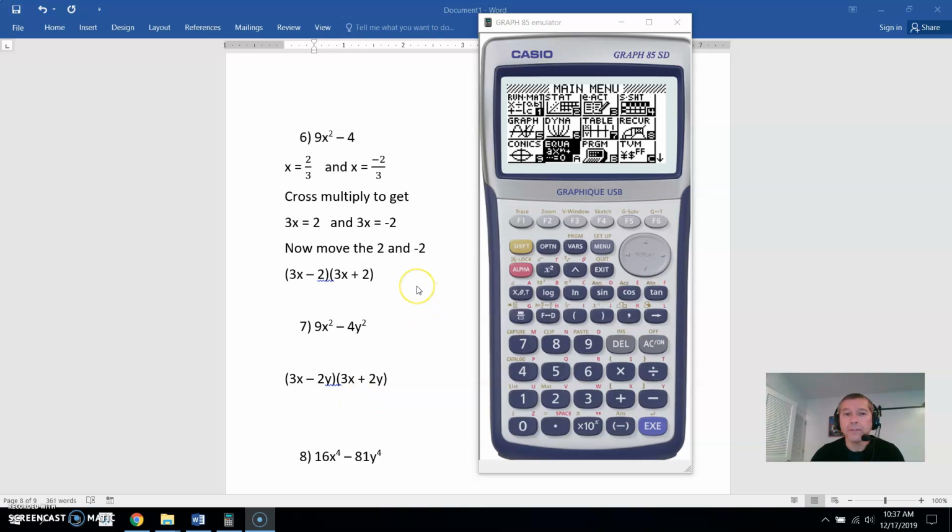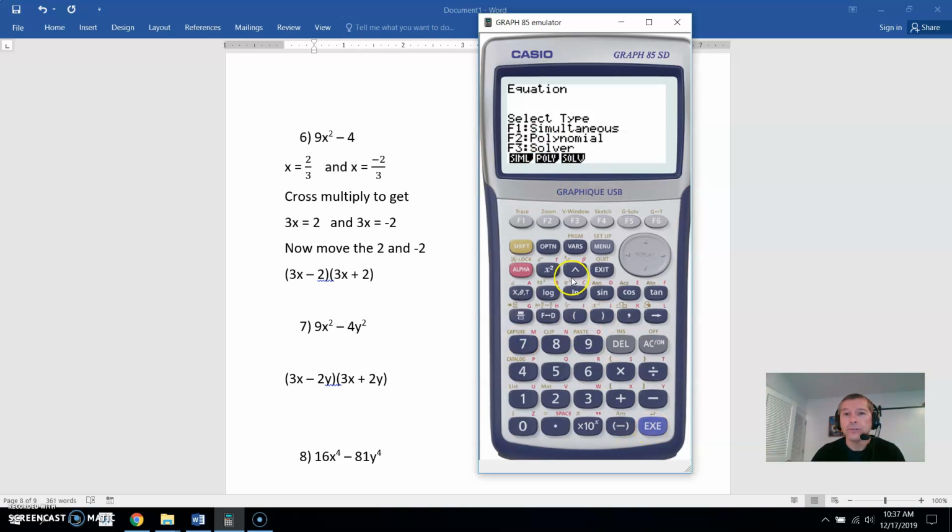Okay, this is the second video on factoring. And again, to use the Casio to factor, we have to go down to the equation menu and then choose polynomial, F2, and look at the power of the equation. So I'm going to do this one right here, 9x squared minus 4. That's a second degree equation. So either click F1 or click the 2. And then put in your coefficients.